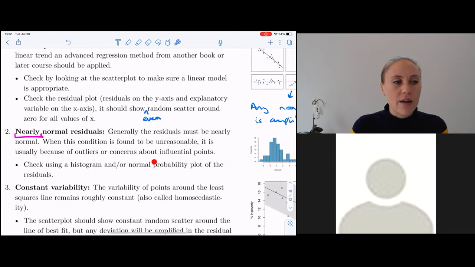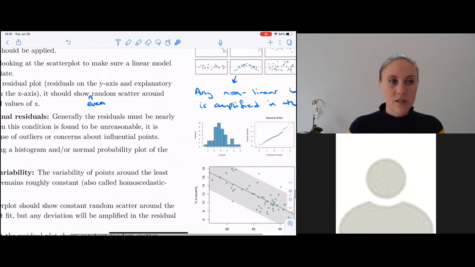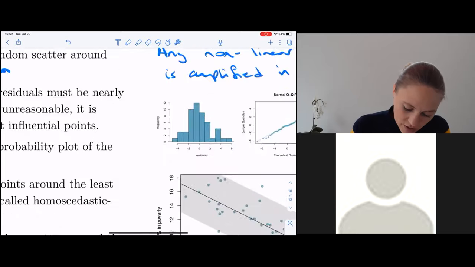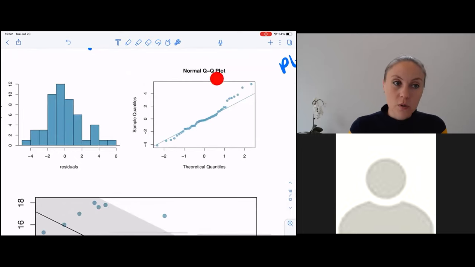Okay, so you can check it using a histogram, just make a histogram of the residuals. Does it look nearly normal? Sure. Or remember the QQ plot?